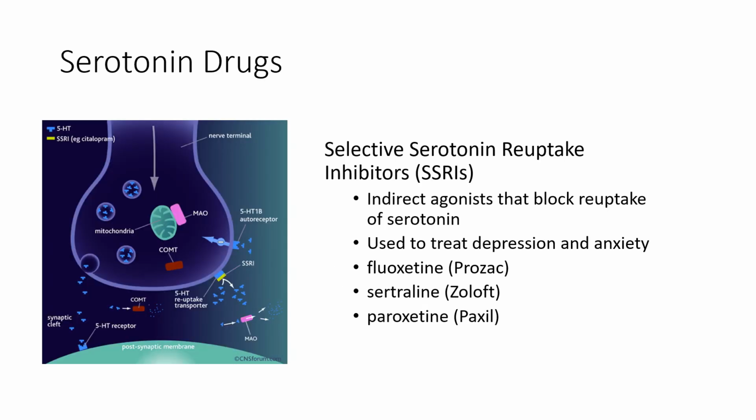Serotonin drugs, the biggest one being SSRI, selective serotonin reuptake inhibitor. It's an agonist because it blocks reuptake of serotonin specifically, and this is used to treat depression and anxiety because it reduces those firings that result in these cycles of depression and anxiety. So this is where you get Prozac, Zoloft, things like that.